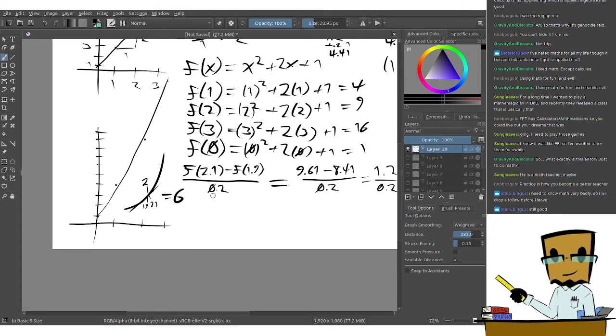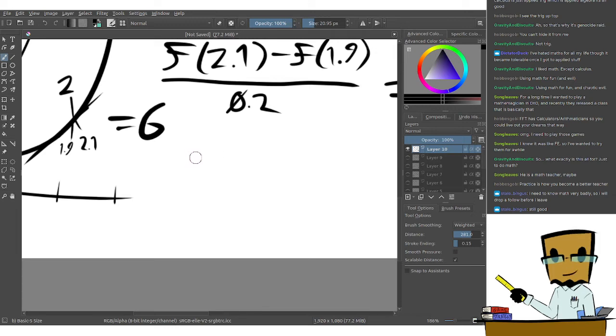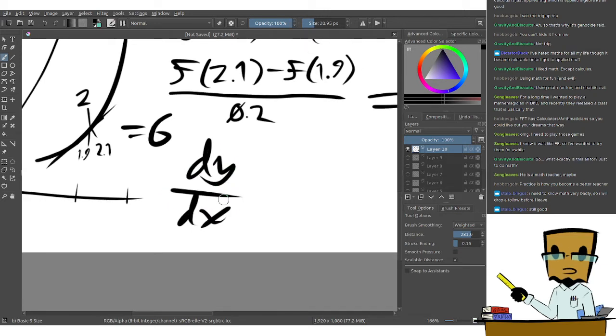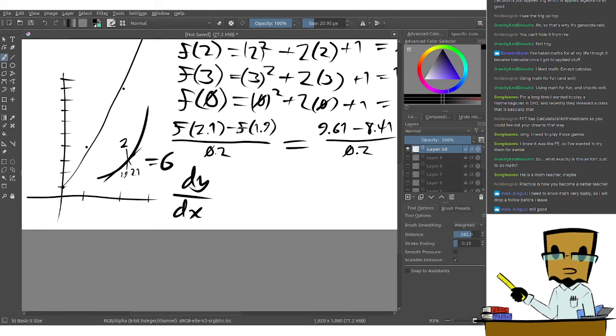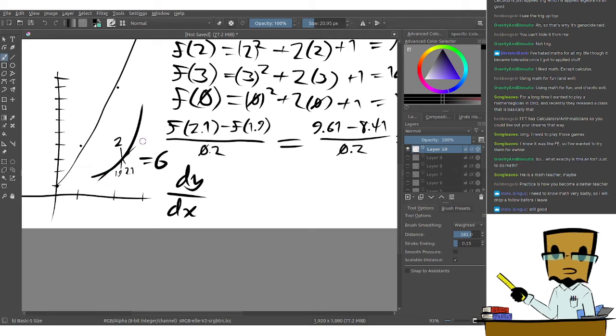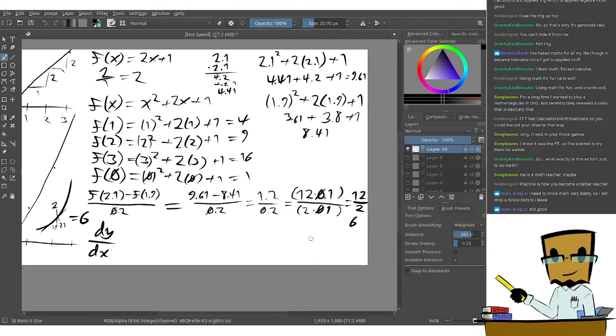Dy over dx. That's how you're supposed to do it. That's how you're supposed to teach it. It's fun, stumbling through stuff. Yes, the difference of y divided by the difference of x is how fast it goes. Now, let's calculate it.